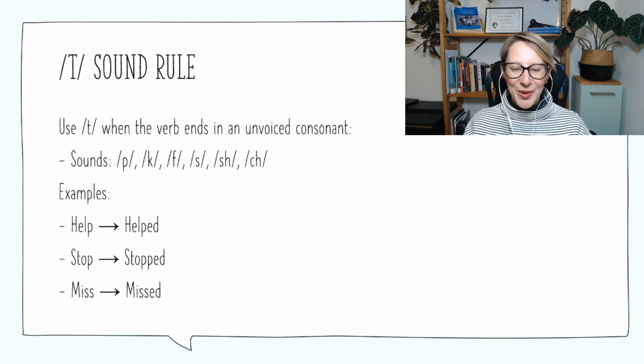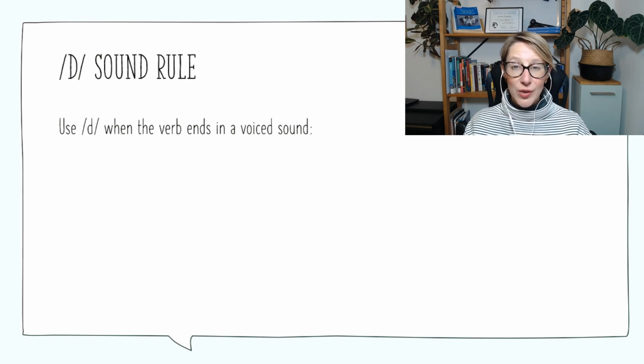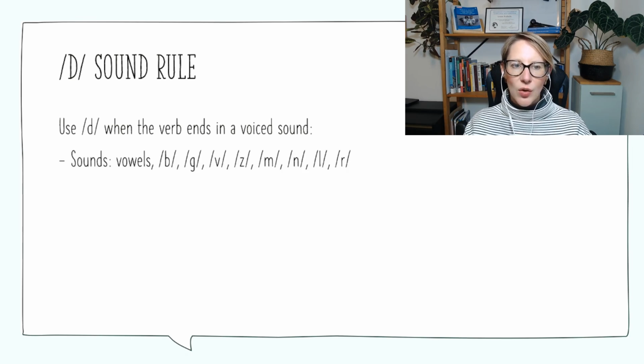Let's move on to the next rule, the D sound rule. When the verb ends in a voiced sound, so the opposite of what we just looked at, we use the d sound, which is a hard D sound, right? So you use it with vowels, A, E, I, O, U, B, G, V, Z, M, N, L, R. Okay, all of those sounds we're engaging our vocal cords to make.